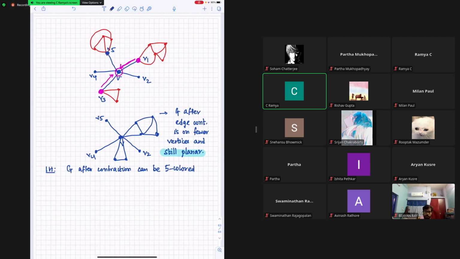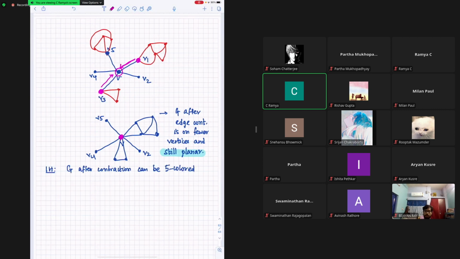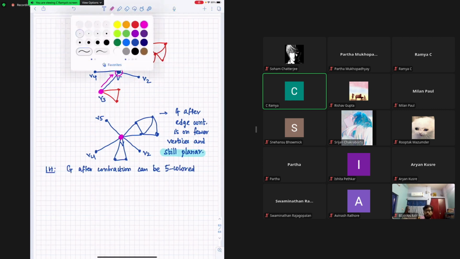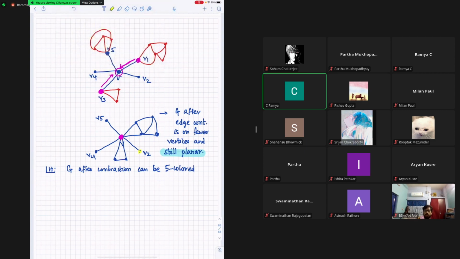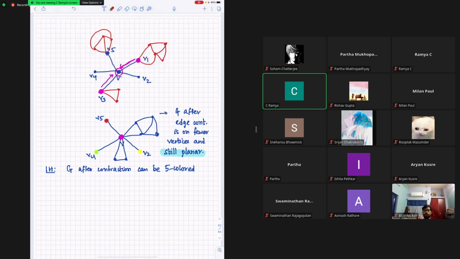So now what does it mean? There is a five coloring in which this vertex will get some color. Let's say it gets pink color. And all its neighbors, which were V2, V4, and V5, will all get distinct colors. The other things will also get distinct colors. Now I know that I have a five coloring which assigns colors to all the vertices. So it will assign colors to V2, V4, V5, and so on, and also this new V.